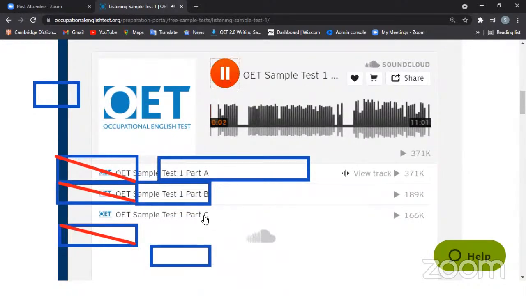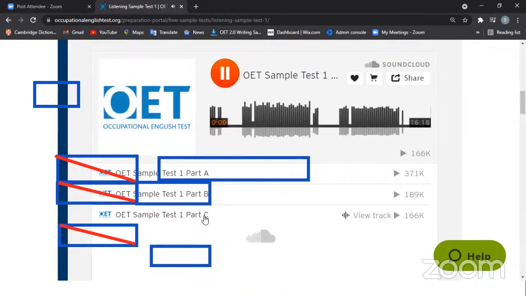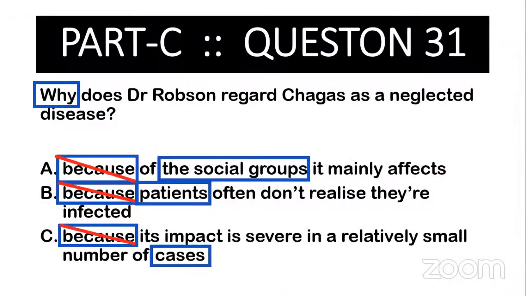Occupational English Test. Sample Test 1. In this part of the test, you'll hear 2 different extracts. In each extract, you'll hear health professionals talking about aspects of their work. For questions 31 to 42, choose the answer A, B, or C, which fits best according to what you hear. Complete your answers as you listen. Now look at Extract 1. Extract 1, questions 31 to 36. You hear an interview with a cardiologist called Dr. Jack Robson, who's an expert on Chagas disease. You now have 90 seconds to read questions 31 to 36.